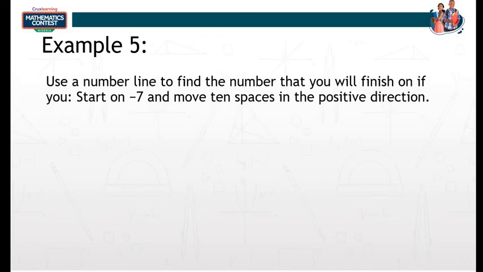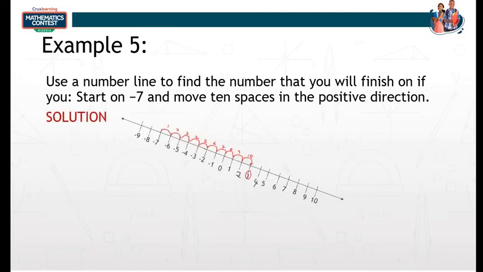Are you good to go? Use a number line to find the number that you will finish on if you start on minus 7. You're going to start on minus 7 and move 10 spaces in the positive direction. That is on your right side now. Already done, but I want you to try it yourself again after looking at what I did.